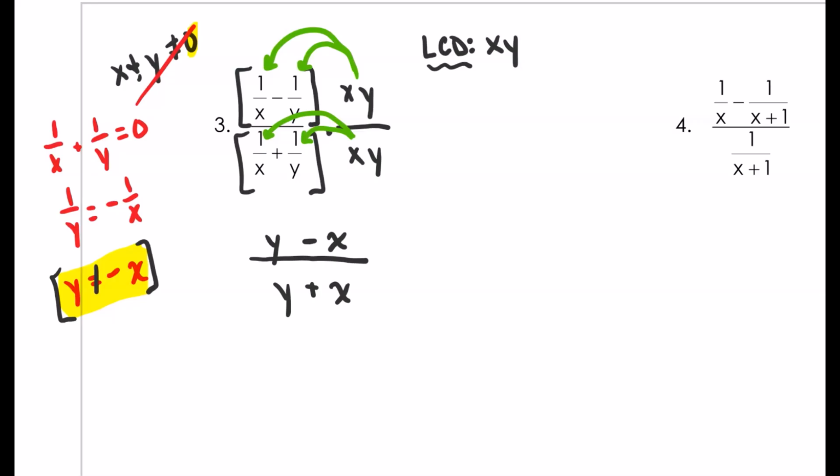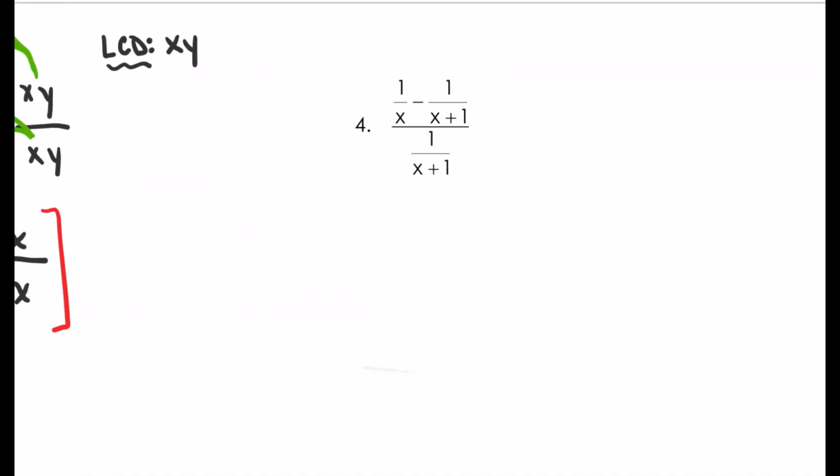Now, do you need to state the fact that y cannot equal negative x? And the answer is no. It's obvious in the answer here, right? Because again, if you set that denominator equal to 0, you get what we already figured out here. And so that is already obvious in the answer there.